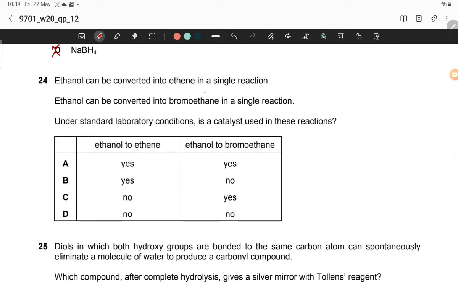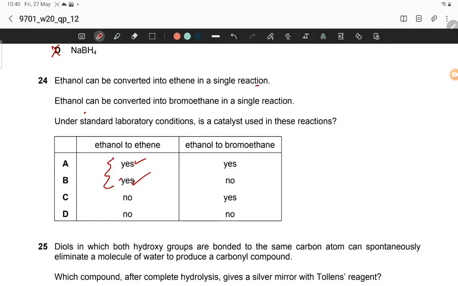Ethanol can be converted into ethene in a single reaction. Ethanol can be converted into bromoethane in a single reaction. Under standard laboratory conditions, is a catalyst used in these reactions? Ethanol to ethene. Ethanol can be converted into ethene in a single reaction. Yes.